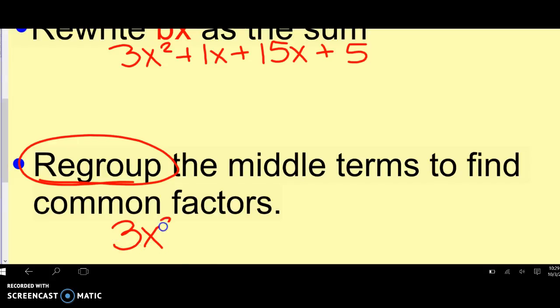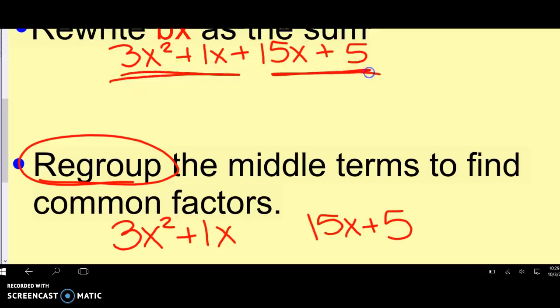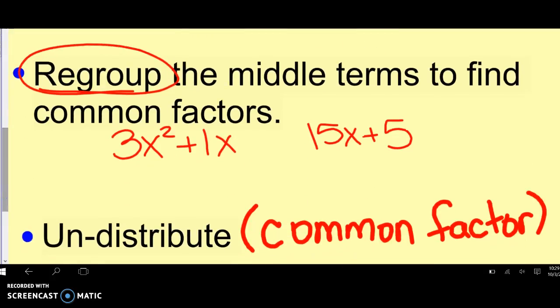All right. This is 3x squared plus 1x. And I'm just going to move 15x over here plus 5. Okay, so this guy and this guy over here, they all separated out. It still means the same thing. It's just we're separating them. Now you find the common factor of each group. So you're looking for the common factor.